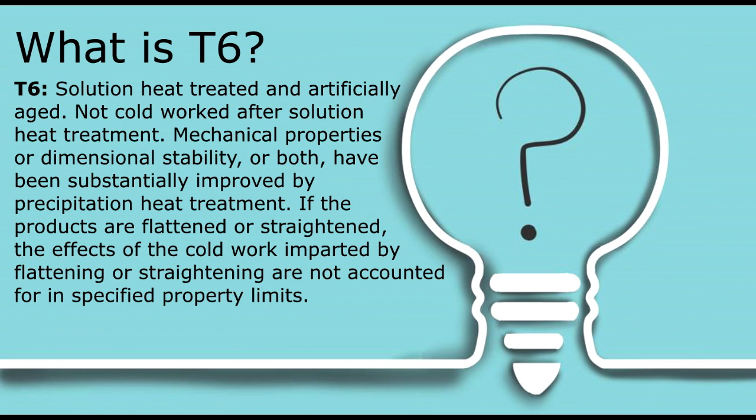It has no cold work after solution heat treatment, and its mechanical properties or dimensional stability or both have been substantially improved by precipitation heat treatment. If the product is flattened or straightened, the effects of cold work imparted by flattening or straightening are not accounted for in the specific property limits. To make it short, if we use the T6 temper for the aluminum, we had better avoid flattening or straightening so we can clearly determine the specific property limits.